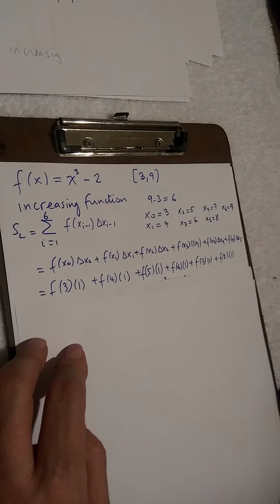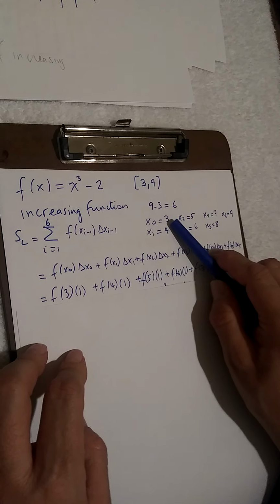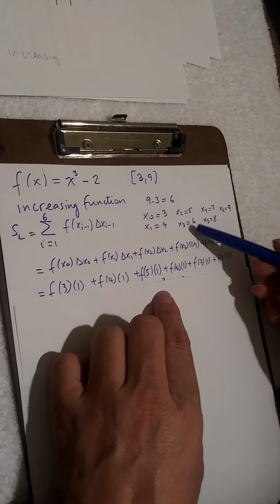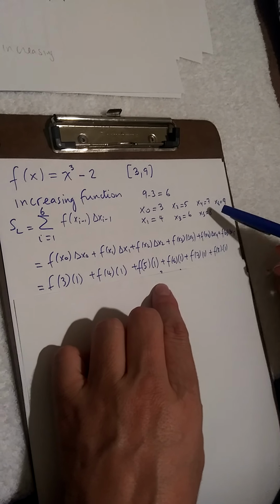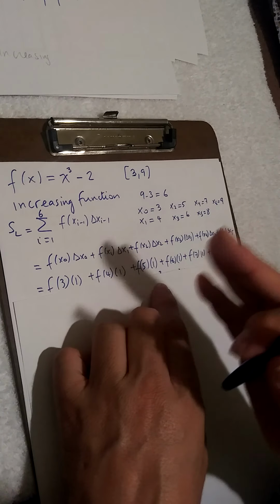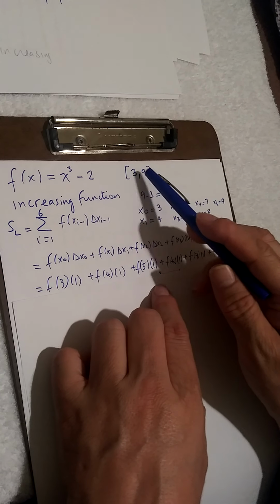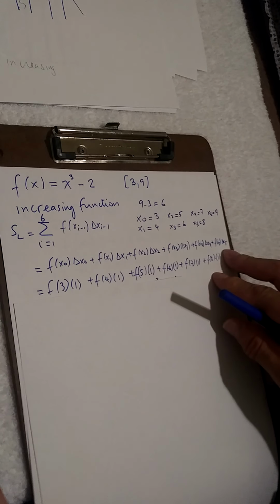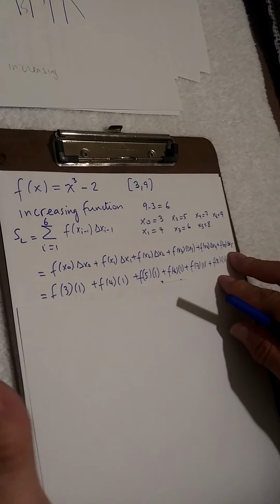So x0 would be 3, x1 would be 4, x2 would be 5, x3 would be 6, x4 would be 7, x5 would be 8, and x6 would be 9. How many intervals do we have? 6. 9 minus 3 is 6. And we are assuming that the gap between the intervals is 1.